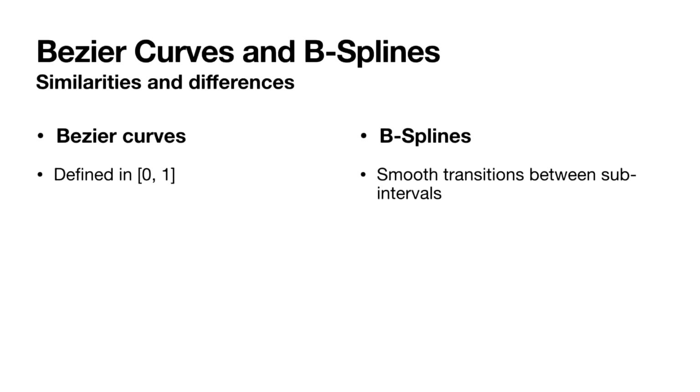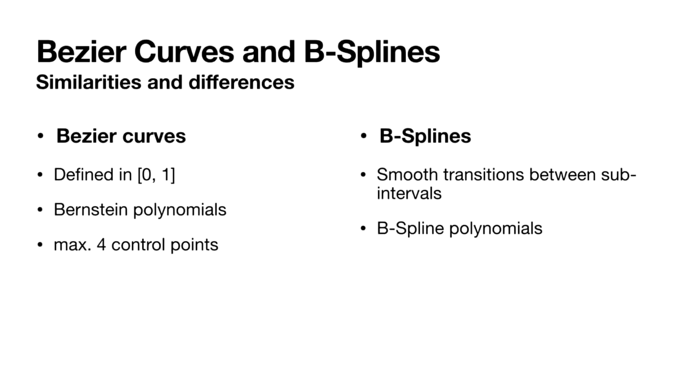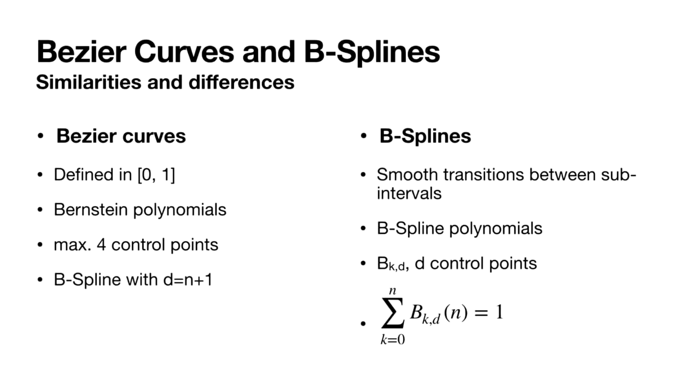Let's take a quick look at the formulas again. In comparison to Bezier curves, which are constructed from Bernstein polynomials, and where we have maximally 4 control points, B-splines are constructed with B-spline polynomials, B_k,d, which limit the control points to d. One important property of the B-spline weighting function is the fact that for every point on the curve their sum equals 1. Thus, every curve point is a weighted average of the control points. If d equals n plus 1 is chosen, the resulting curve is a Bezier curve, which means that Bezier curves are a special case of the B-splines.